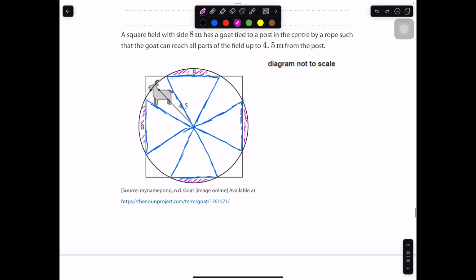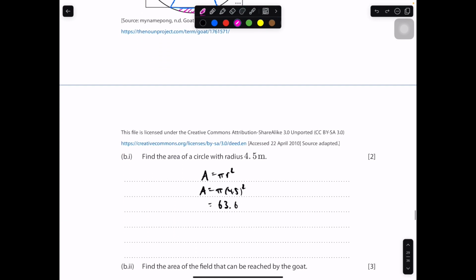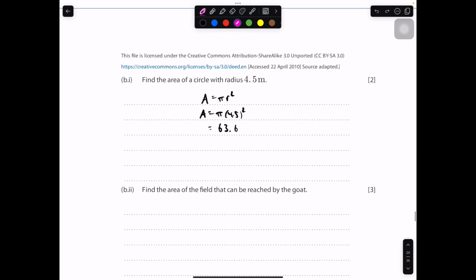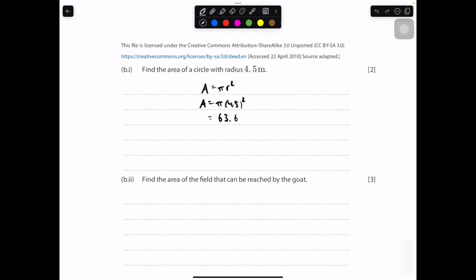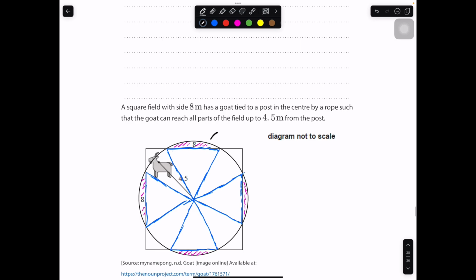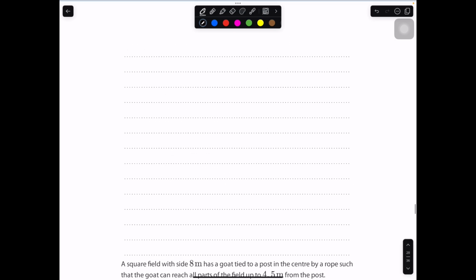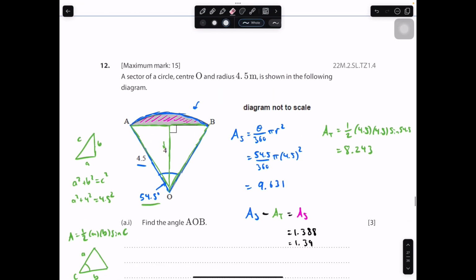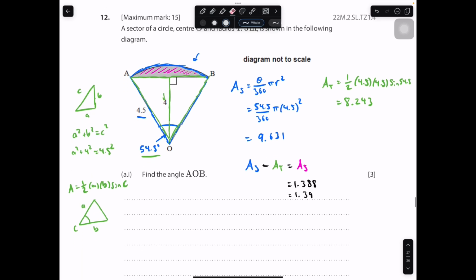So we actually don't need to worry about this because we only need to find the area that can be reached by the goat. The goat can reach everything within this circle. So if the goat was in an open field, it would be able to reach 63.6 meters squared of field. But it can't because it's missing out on these shaded sectors. And we know if we go all the way back here, the area of these shaded sectors is 1.39.